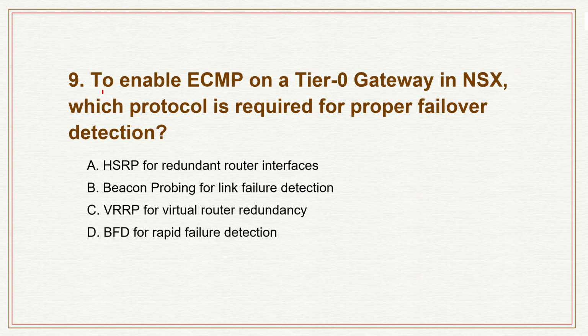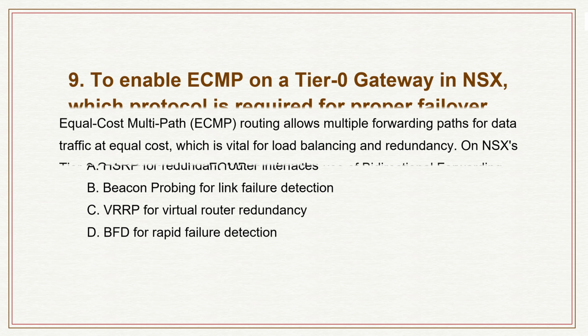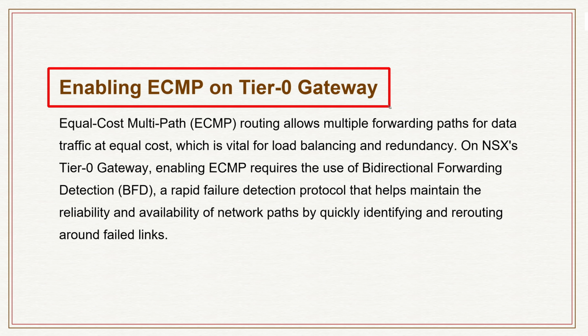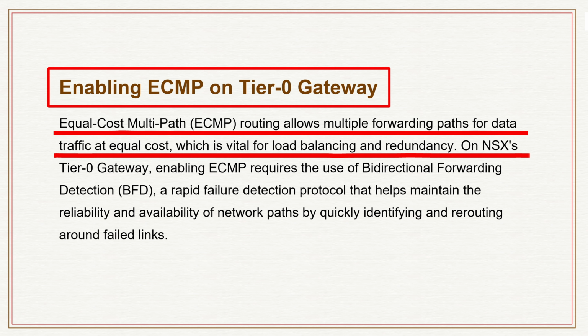Question 9. To enable ECMP on a tier 0 gateway in NSX, which protocol is required for proper failover detection? The knowledge points of this question are: enabling ECMP on tier 0 gateway. ECMP distributes network traffic across multiple paths to prevent overloads. Activating this on NSX with the BFD protocol ensures your network stays reliable by quickly detecting and rerouting around any failures.